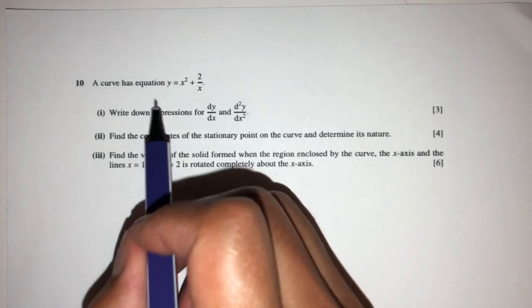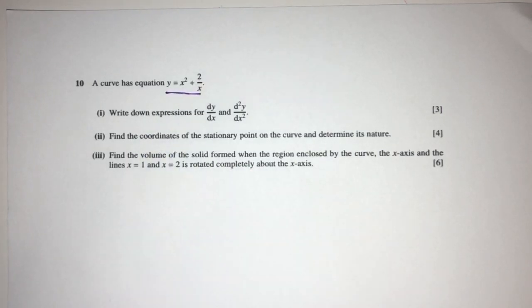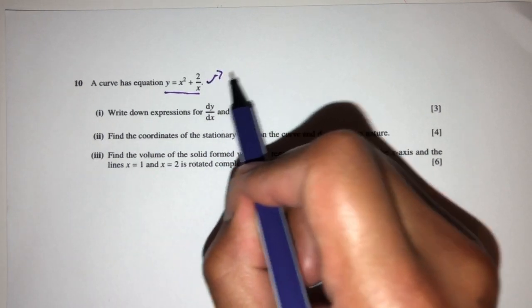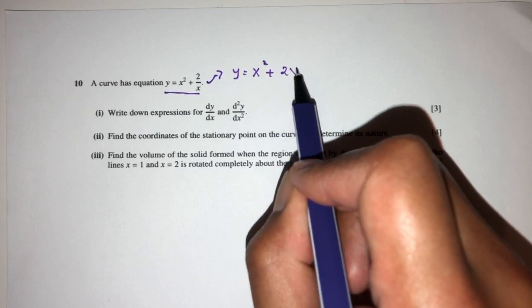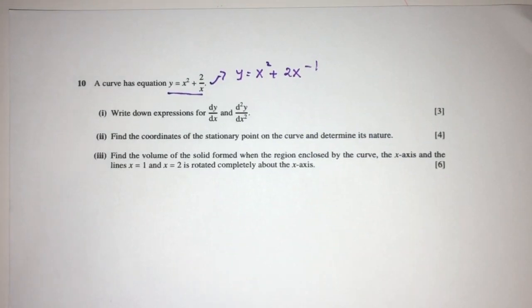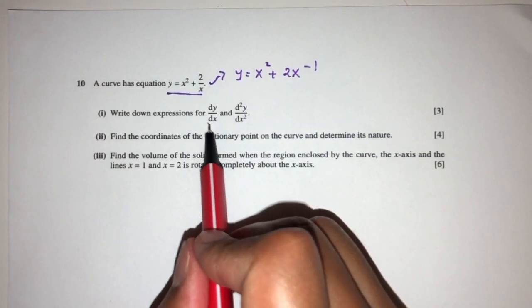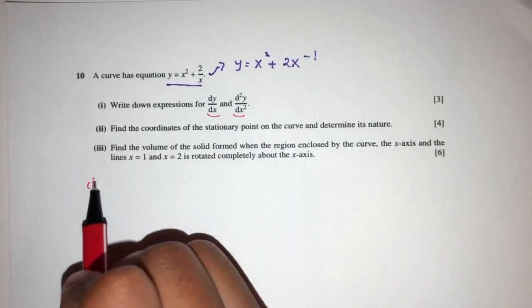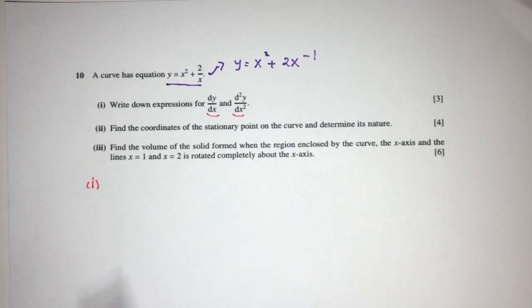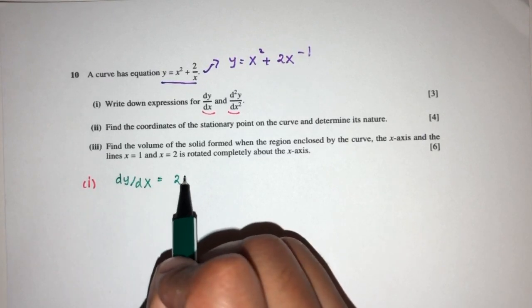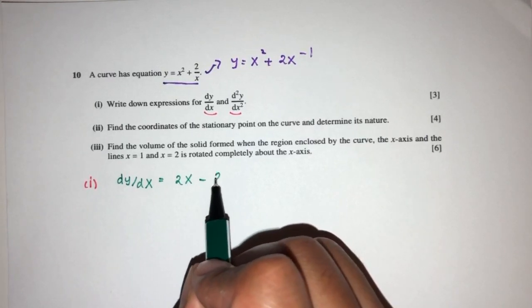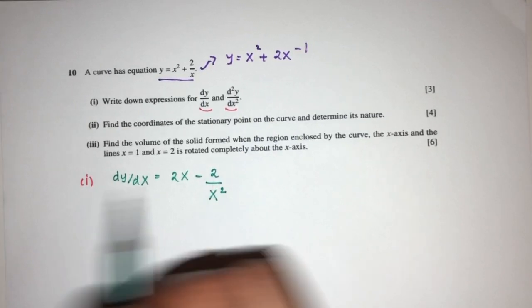So in this question, the curve has equation y equals x squared plus 2 over x. The first thing I can do is rewrite this as y equals x squared plus 2x minus 1. Now part 1: write down the expression for dy/dx. So dy/dx will be simply 2x minus 2 over x squared, right?